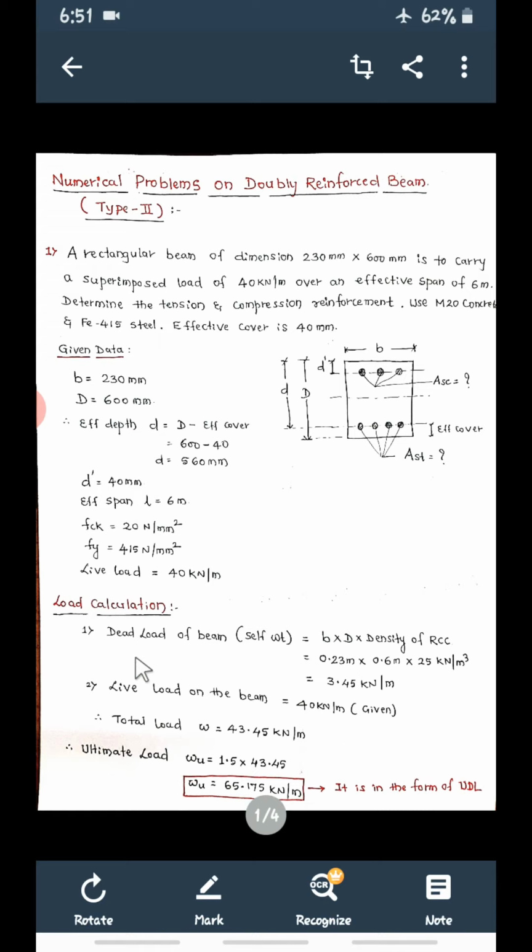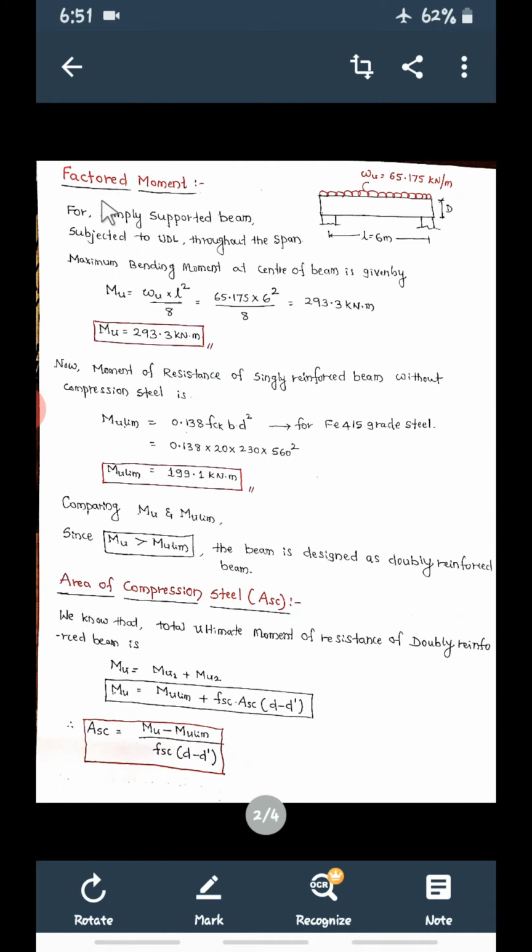So the first step is to calculate the total load. Then the moment we are going to calculate. Once the load is known, the moment you have to calculate. See, this is the 6 meter span. Over this there is a UDL, whatever you have calculated now, that is 65.175 kilonewton per meter. Now this is a simply supported beam subjected to UDL throughout the span. So for this factored moment, what is the maximum bending moment? Maximum bending moment at the center of the beam is given by wL square by 8.